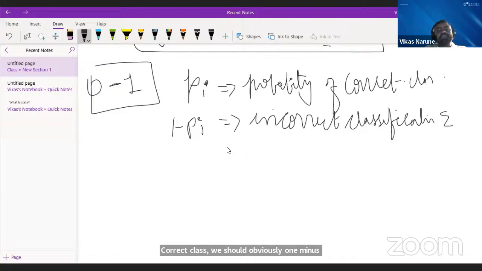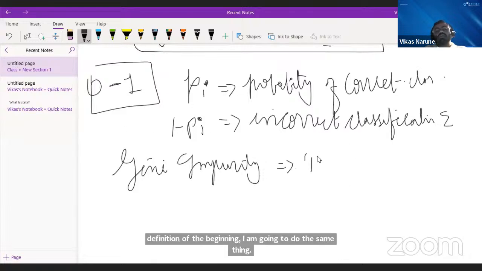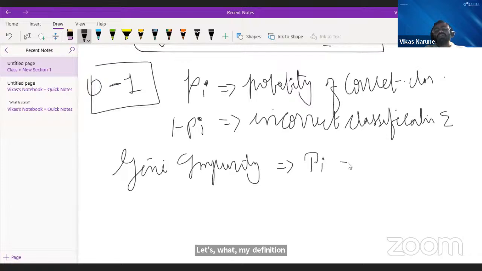Now, as per the definition of the Gini impurity, guys, I am going to do the same thing. Let's see what my definition says: multiply the probability of correct classification into the summation of all the incorrect classifications. Summation of i equal to 1 to c, not n, because n is actually all the data points. So pi into the incorrect classification.